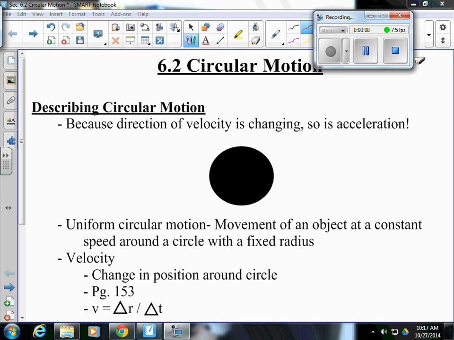All right, section 6.2, sorry for the 4 or 5 second delay there. Section 6.2, we are talking about projectile motion 6.1. Now we're going to be talking about circular motion.